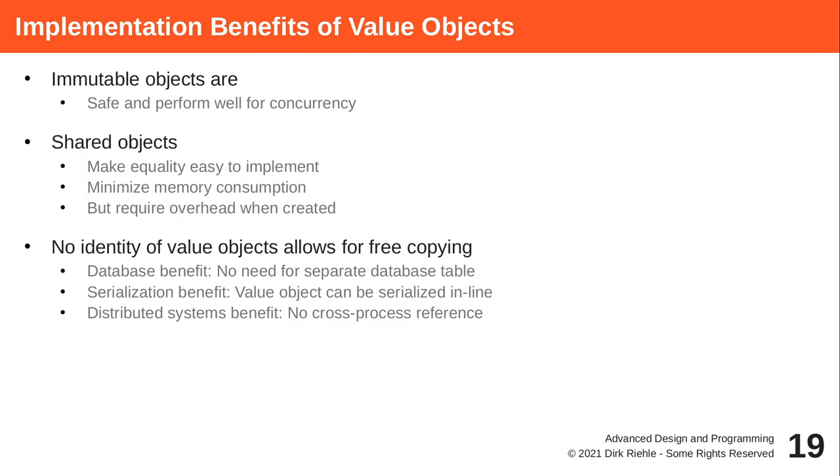There are further benefits, or consequences arguably, that result from the lack of identity, meaning you don't have to give value objects an ID. And the most important one in a traditional relational database context is that for a database, the values don't need to go into their own table. They can be streamed right away into the table as a couple of columns, one column, two columns of the surrounding object, because they can be redundantly written into there. They don't need to be maintained with their own ID. You just put the values into the columns representing the attributes.